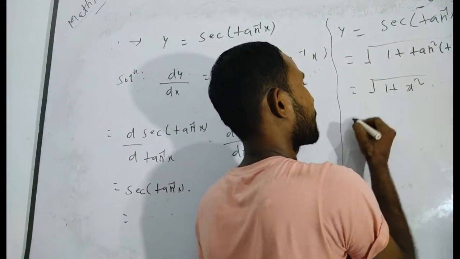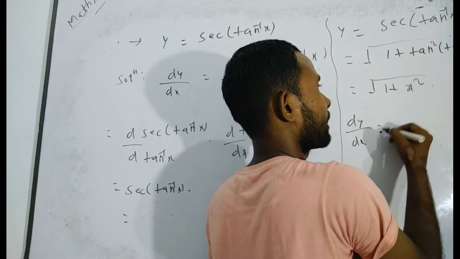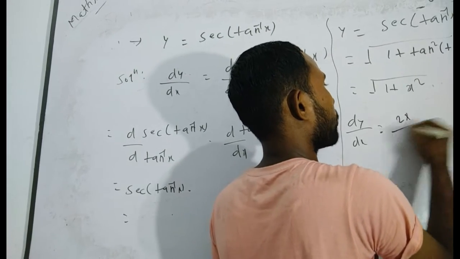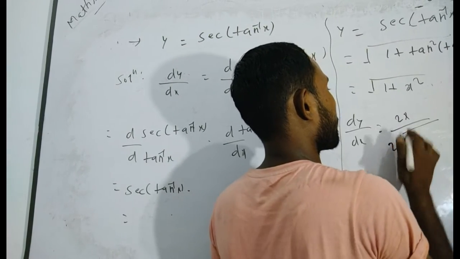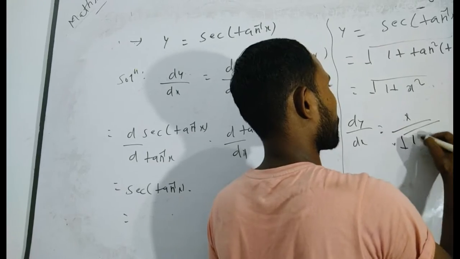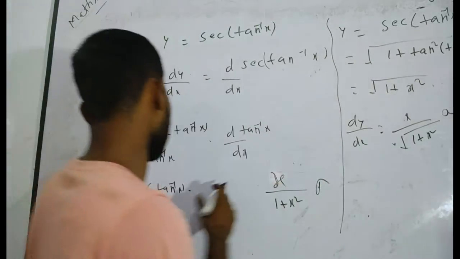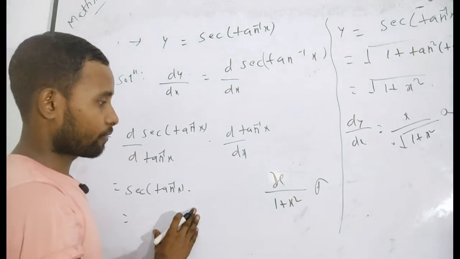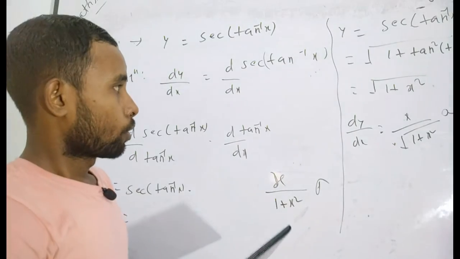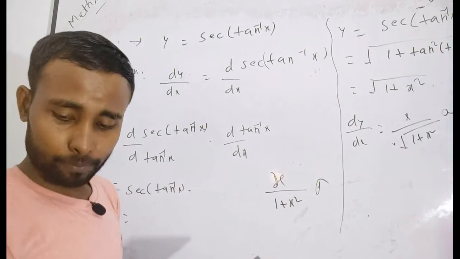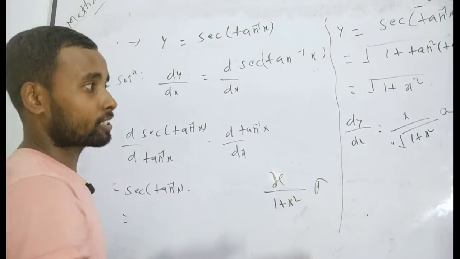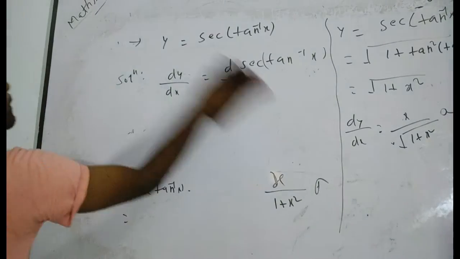Now you have to differentiate. So you will get finally the derivative of y. Its derivative will be what? 2x by 2 root under 1 plus x square. That means 2 cancels, so it will be x upon root under 1 plus x square. Both answers will be same when you simplify it. Have you understood? When you simplify, both answers will be same. Don't worry about it.